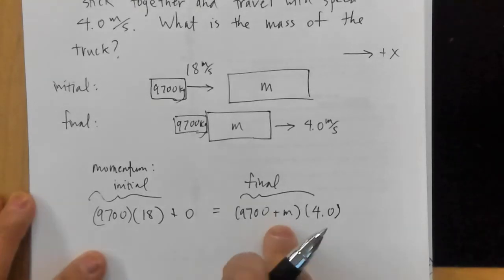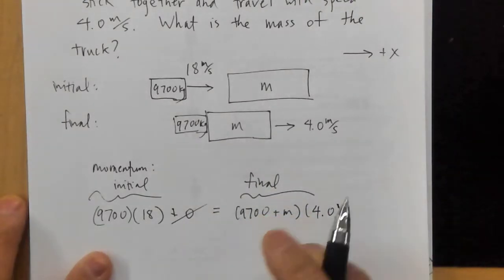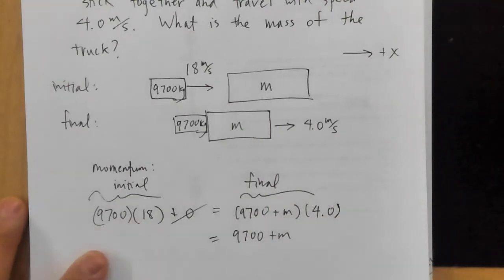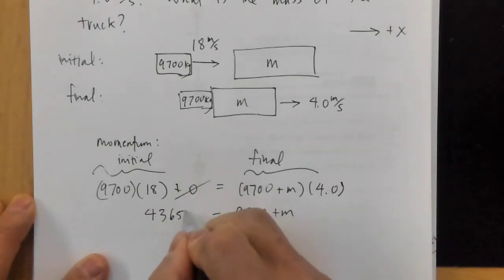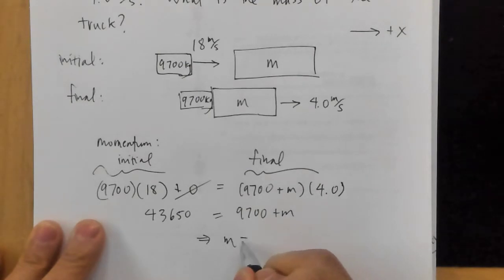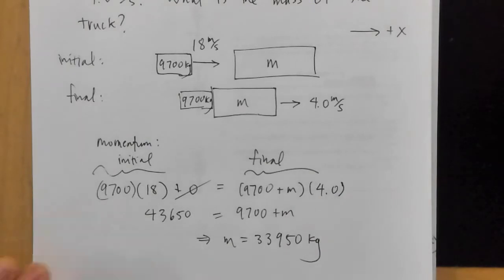Okay, so I'm going to solve for m. The zeros just drop off. And then what I'll have is 9,700 plus m, and then I'll divide both sides by 4, and I get something like 43,650 on the left-hand side. And so I end up with m being about 33,950 kilograms. Okay. Any questions? You can do that kind of problem, not so hard?